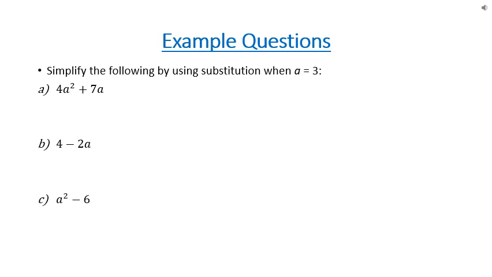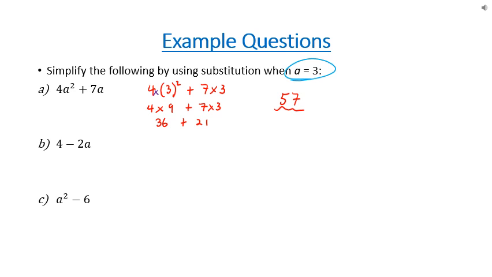Okay, so let's look at some example questions. Now remember, in all these examples, our variable a is going to equal 3, and we just need to substitute that in. So instead of 4a squared plus 7a, this becomes 4 times 3 squared plus 7 times 3. Now remember that when we have a number next to a bracket, it means times. So when we work all this out, this becomes 4 times 9 plus 7 times 3. Now 4 times 9 is 36, and 7 times 3 is 21. That's going to give us an answer of 57.